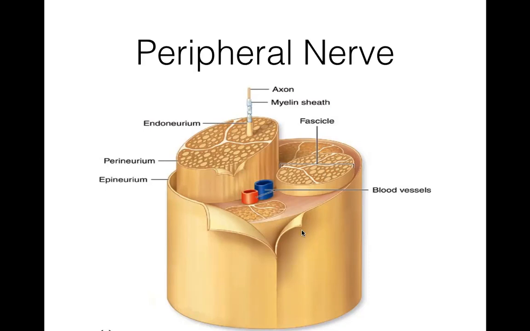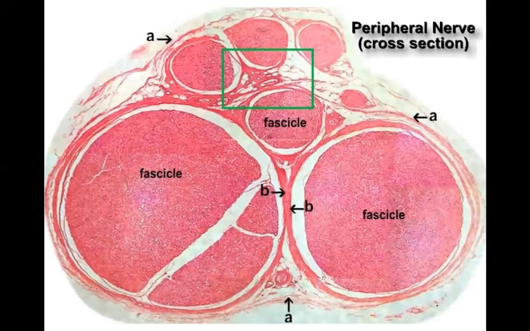The peripheral nerve itself has its own connective tissue covering. This is called the epineurium. So we have here a cross-section of a peripheral nerve.